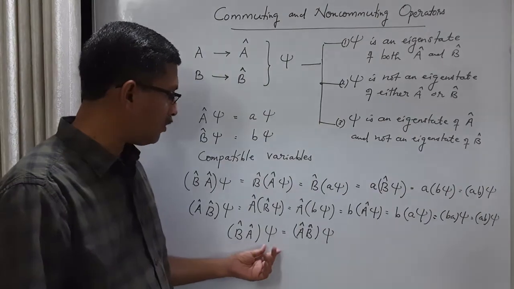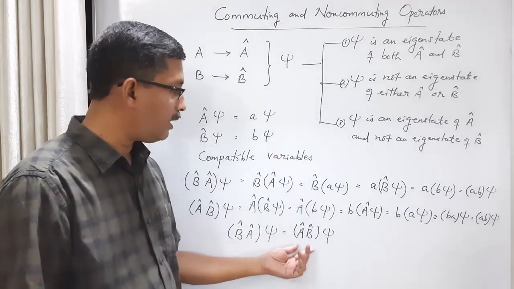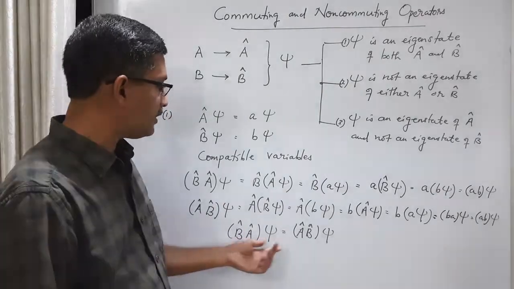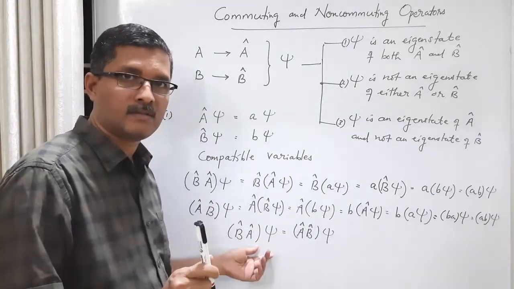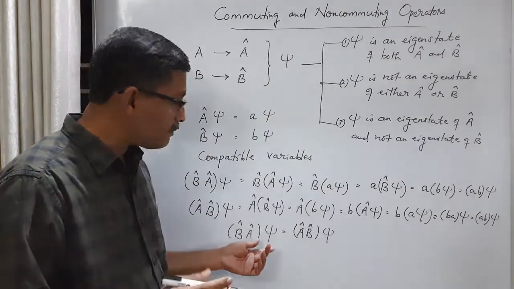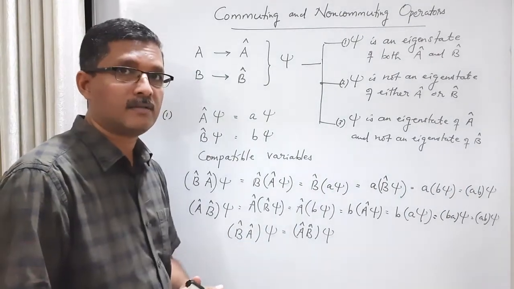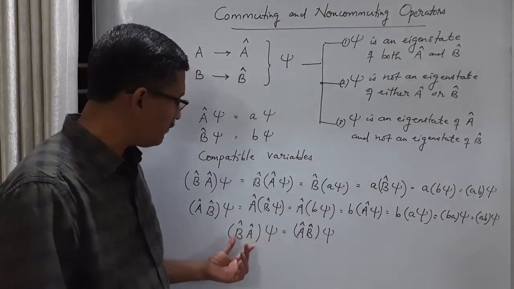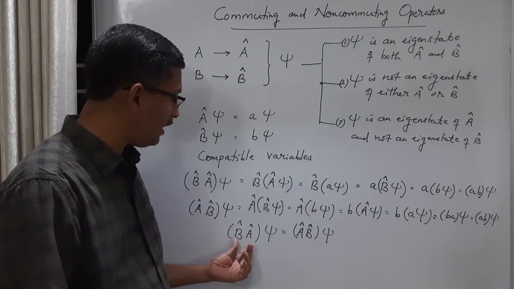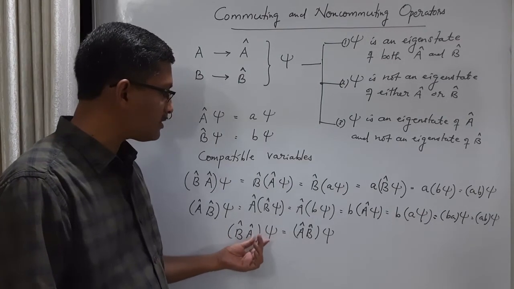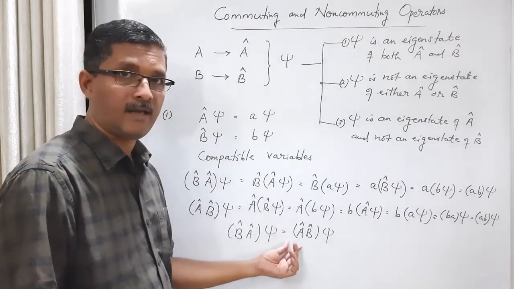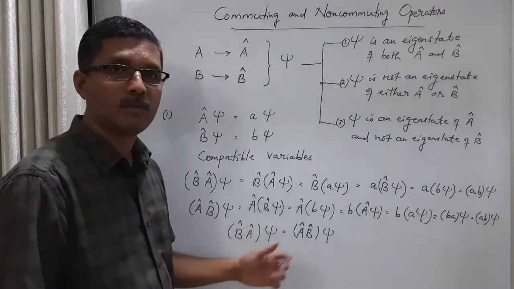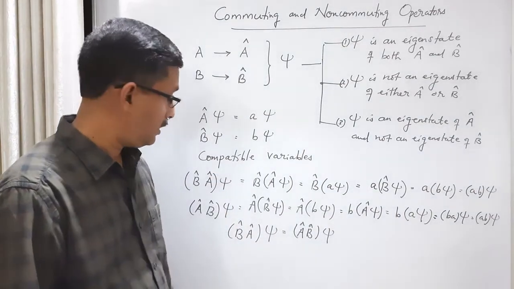Okay, BA acting on the eigenstate psi is equal to AB acting on the eigenstate psi. We need to be careful here. We have written this equation for one eigenstate. This may not be true for the next eigenstate of A and B. So for one eigenstate, we have seen that this sequence BA, A first and then B, gives the same result as B first and then A. From this we cannot conclude that BA is equal to AB. That's the most important point.